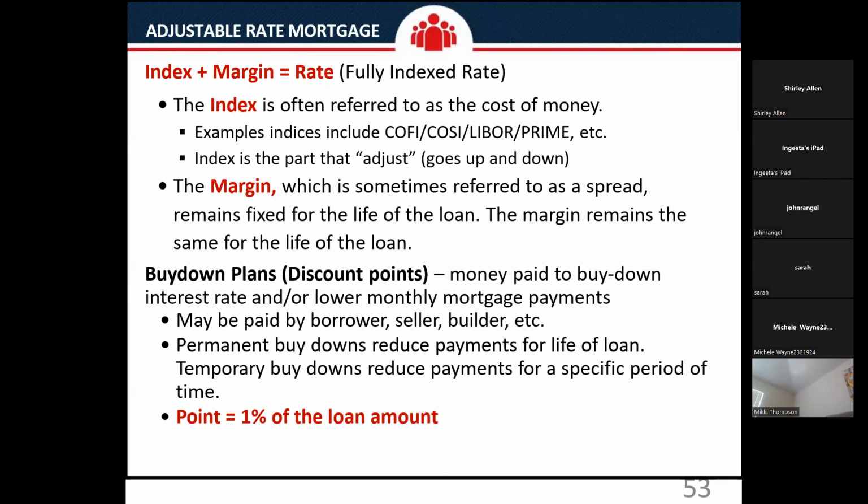There are certain buy down plans, meaning that the buyer wants to pay a lesser amount of interest or something of that nature. So they want to know if there are any discount points. That money is paid to buy down the interest rate so that they can lower the monthly mortgage payments. The discount points can be paid by the borrower, the seller, or the builder. There are permanent buy down plans to reduce the payment for the life of the loan, and there are temporary buy down plans that reduce the payments for a specific period of time. One point is 1% of a loan. That's what constitutes a point.